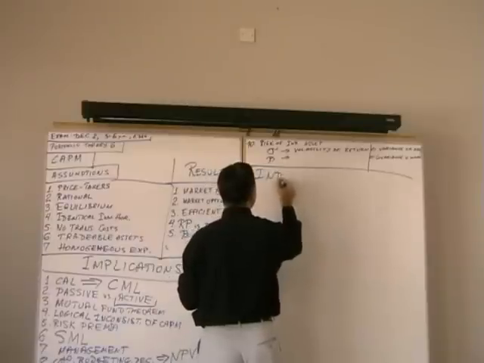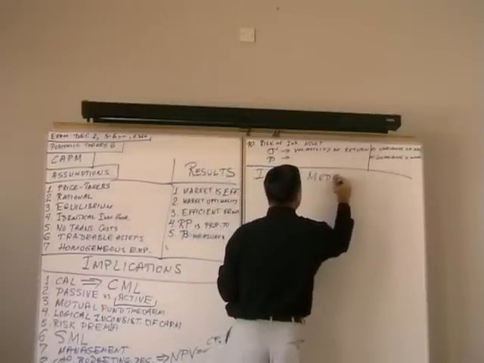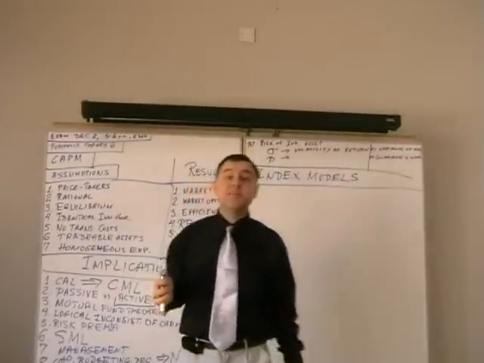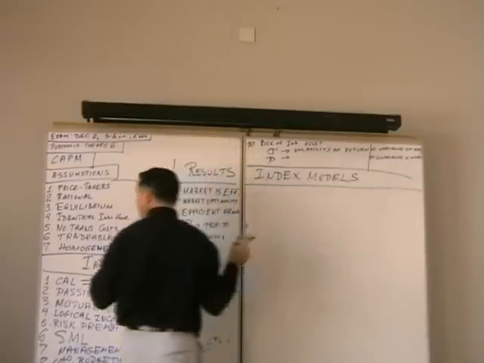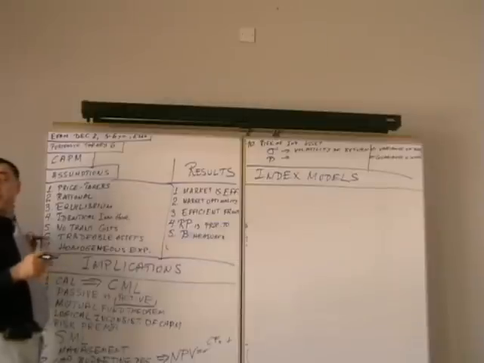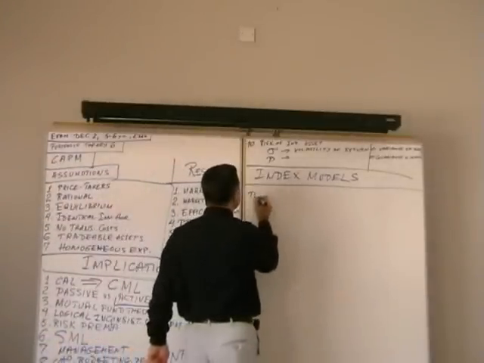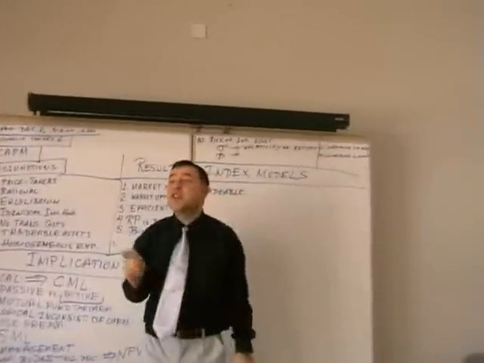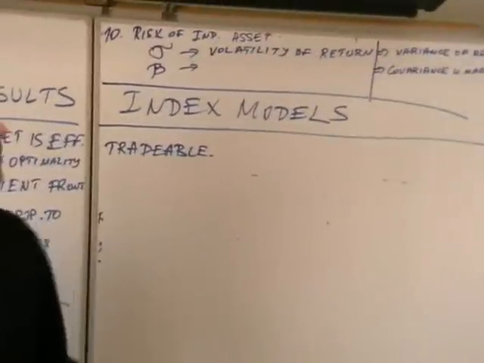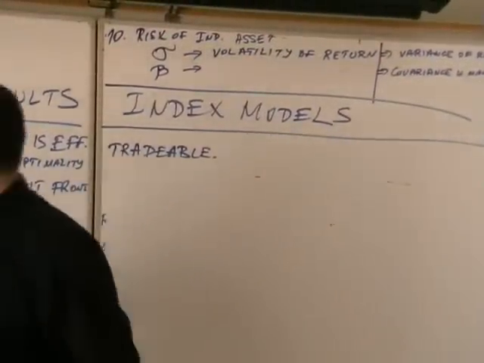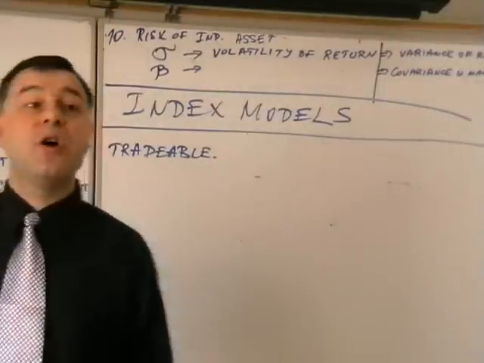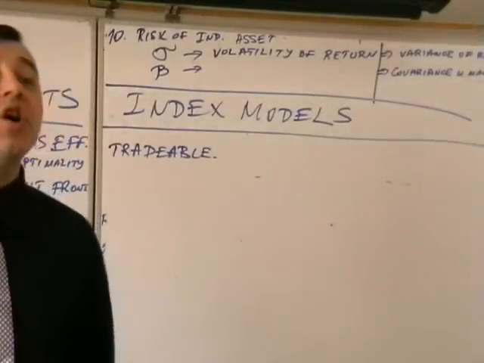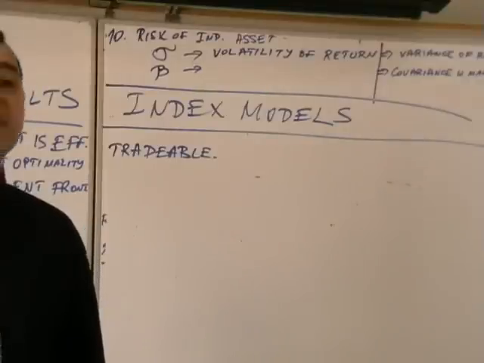So, index models. So, what is simply an index model? The idea is that of assumption number 6. Assumption number 6 was tradability, tradable assets. In other words, if we want to make capital asset pricing model, we cannot use all assets because all assets are not tradable. What we must use are some tradable assets for which we have good market data.